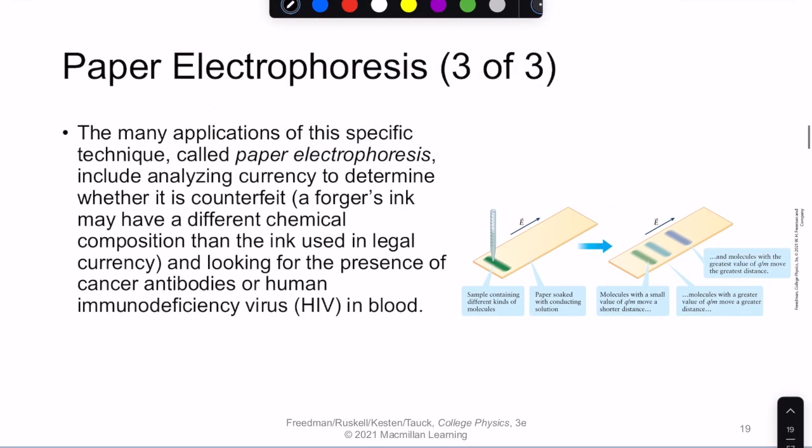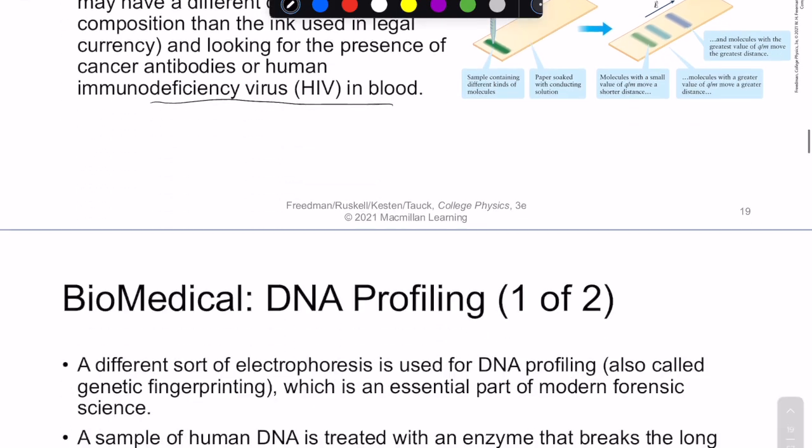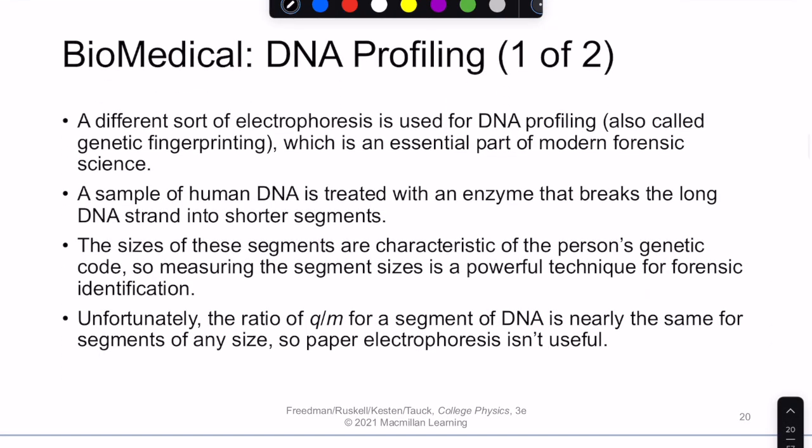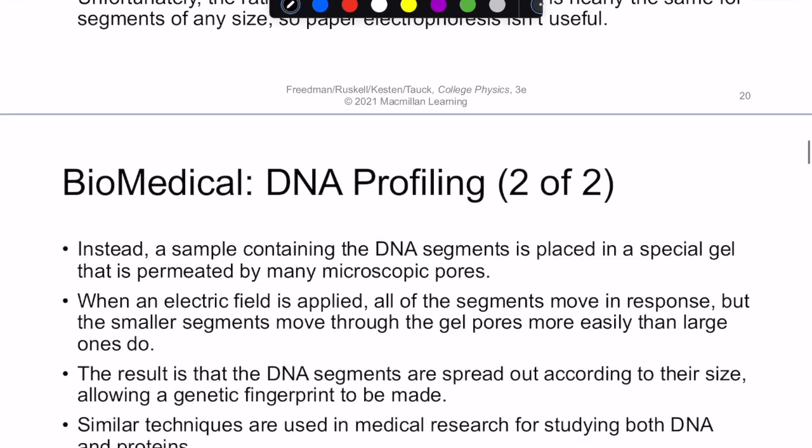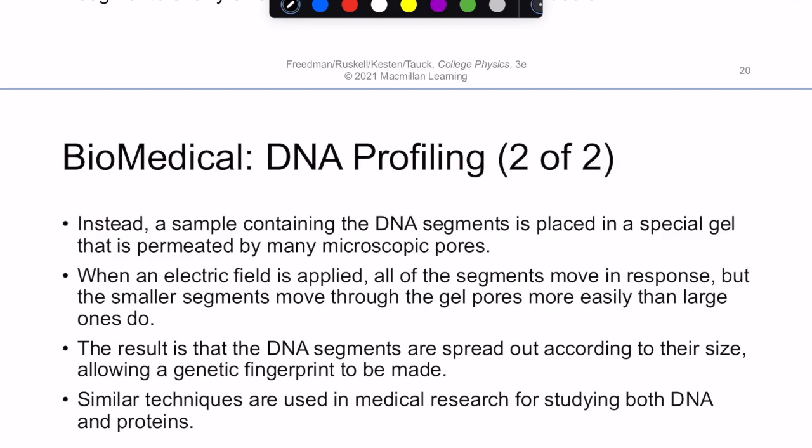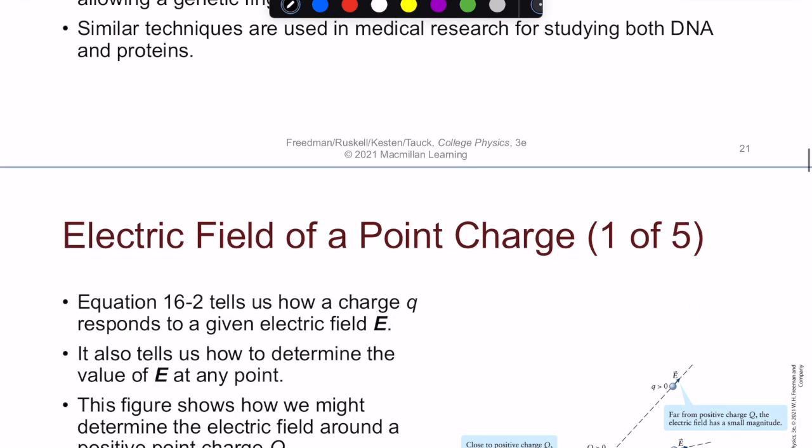There are other examples of electrophoresis, like determining if something is counterfeit ink, detecting HIV, and then, of course, DNA profiling and forensics. So very interesting. As I was telling you before, there are a lot of very cool applications of physics in your fields. You will find it everywhere.